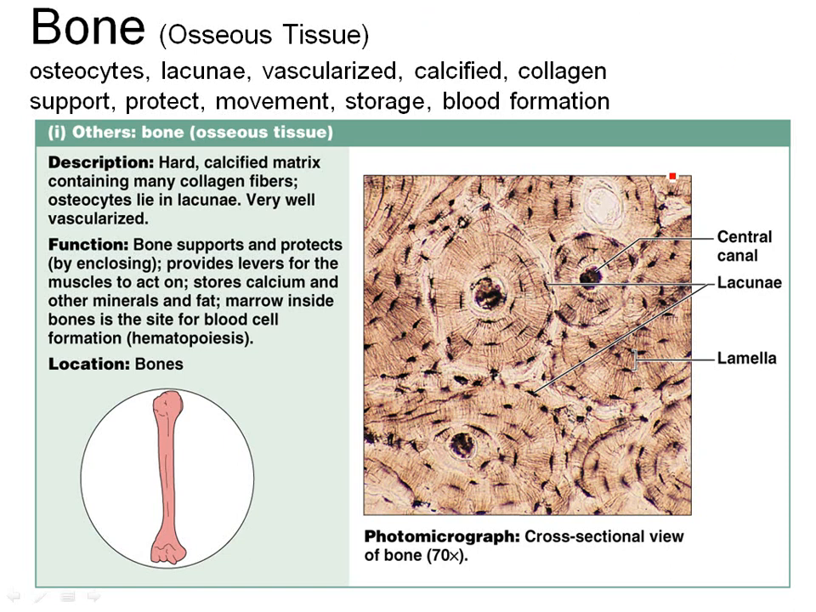This is an example of compact bone. It's on the outside. Inside bones, you have something called spongy bone, which has a different cross-sectional appearance.